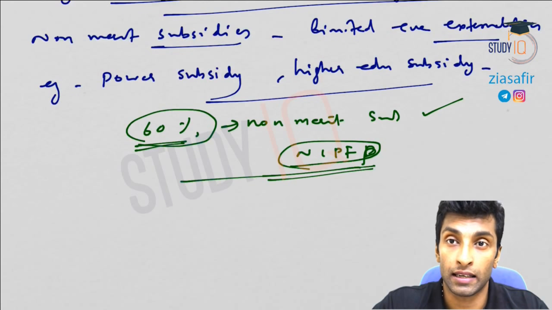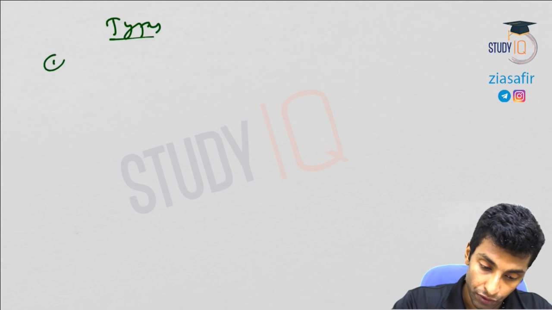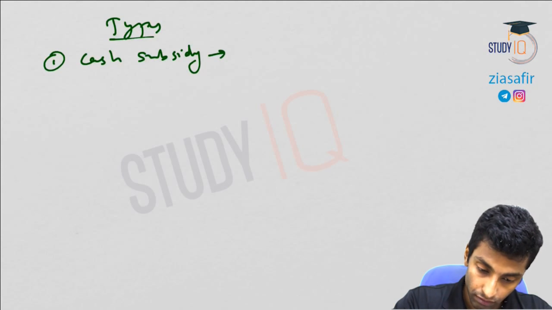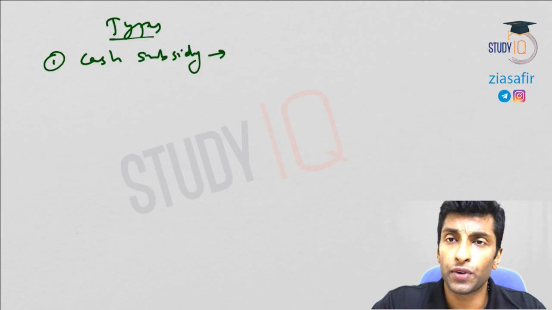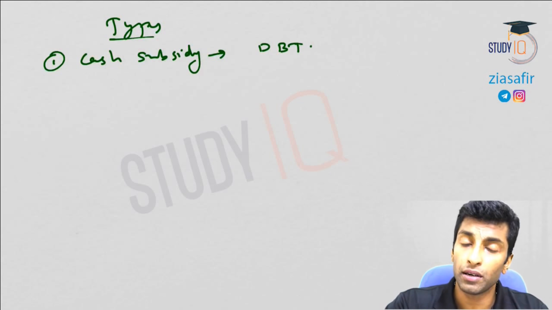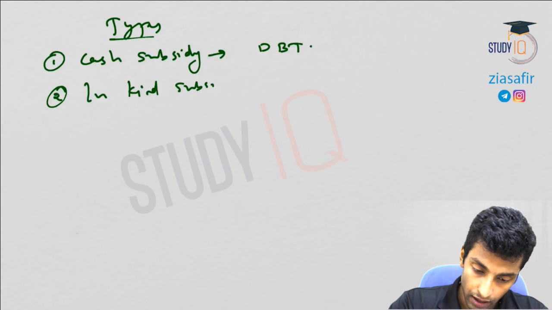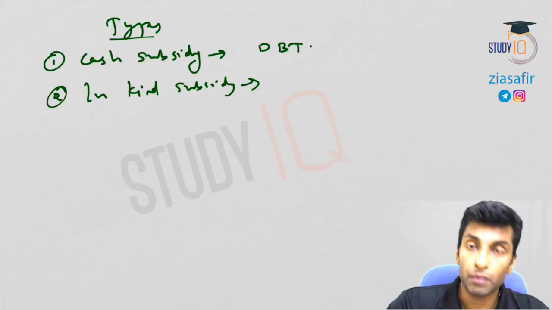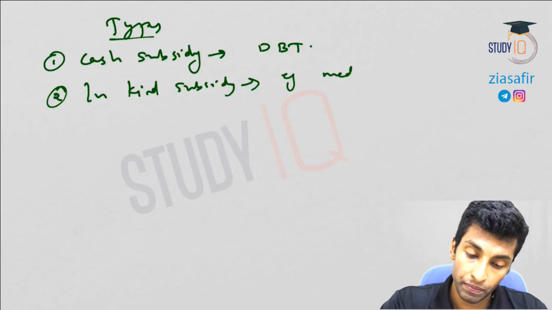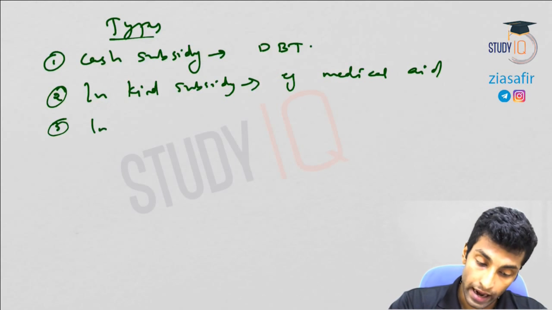Limited positive externalities. Okay, now let's quickly look into the types of subsidies. First one, cash subsidy. It is directly transferred to the beneficiaries into their accounts, like DBT is an example. Then we have in-kind subsidy, like provision of free medical aid. Then the third one, interest subsidy.